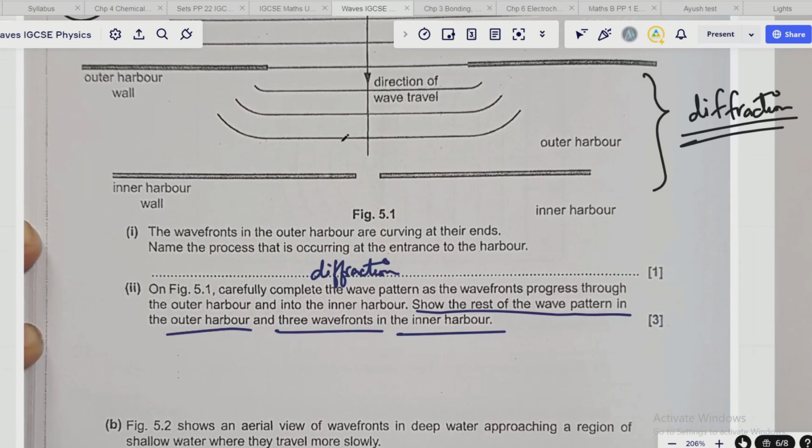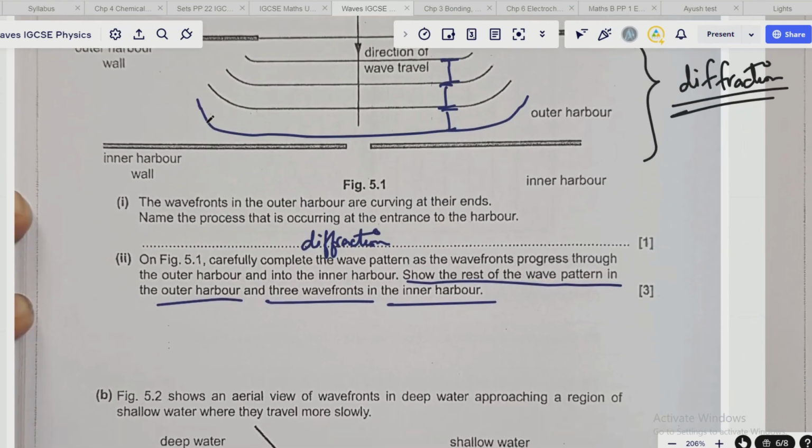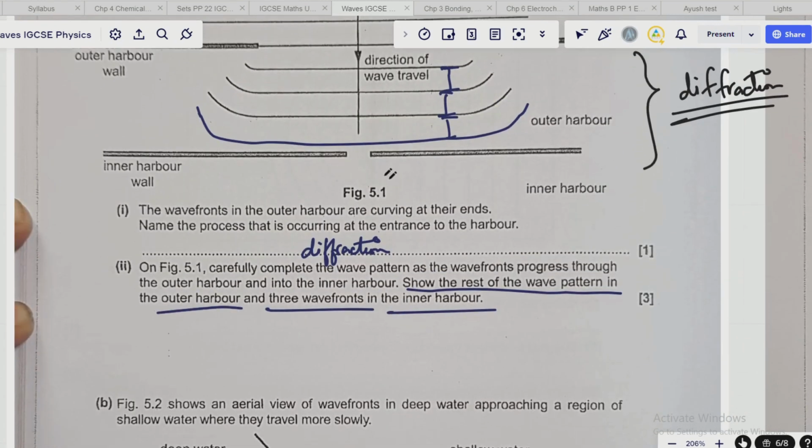So you just need to make sure that this distance needs to be the same. So you have to take the same distance and then draw another line like this first. Okay, once you have drawn this, after that you need to draw, what will you witness at the inner harbor? More curves. So these will look like this. They're telling you to draw only 3 wavefronts. So you need to draw only 3 wavefronts. Make sure that the distance remains the same.